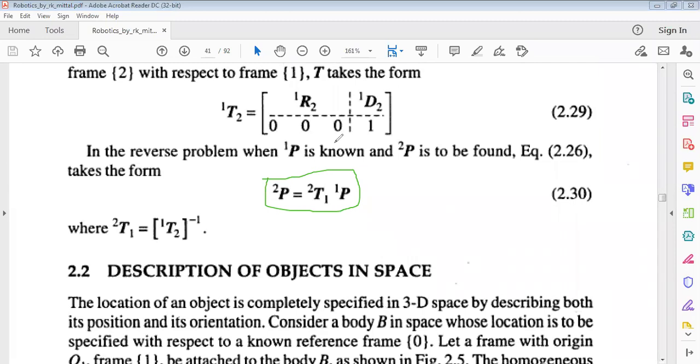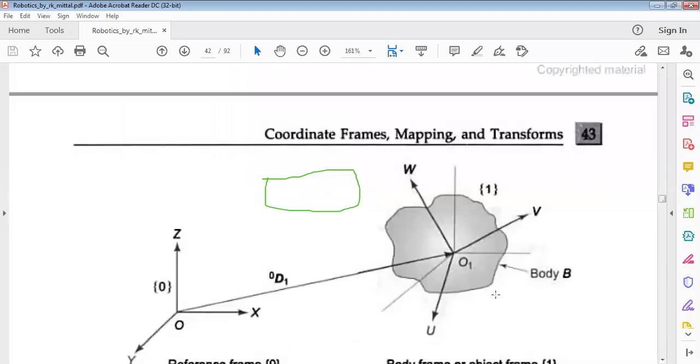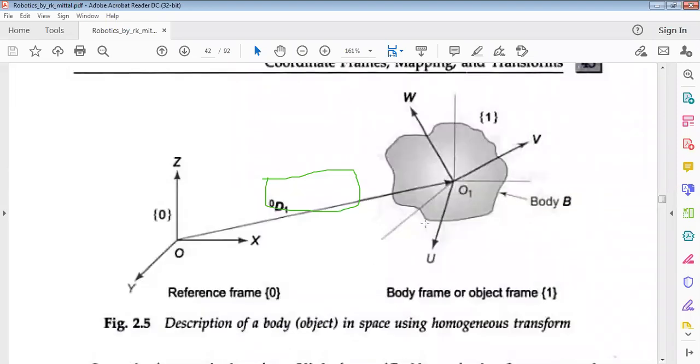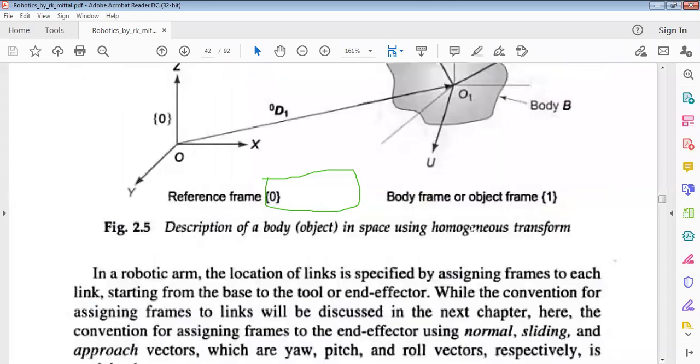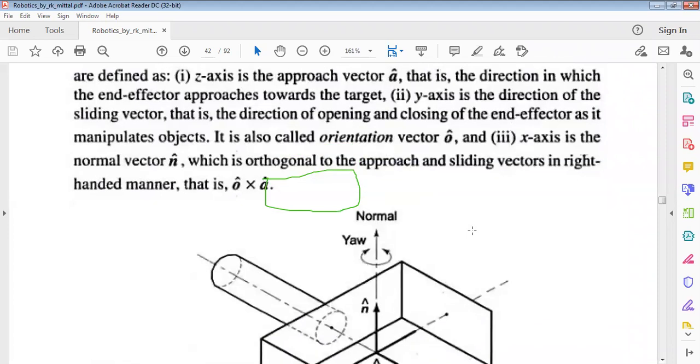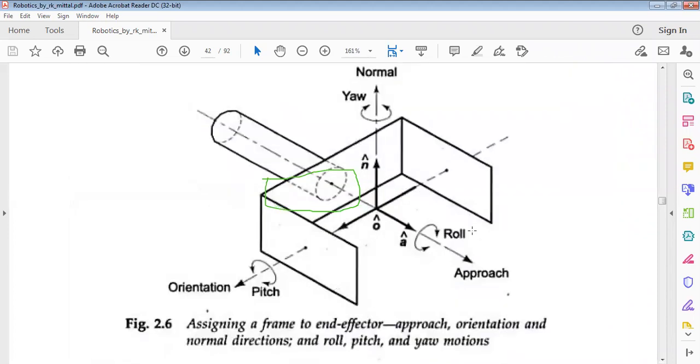Next, how to describe an object in space. I discussed here that we take one frame as the reference frame, which is the fixed frame, and the other frame which is attached to the body. Then only can we describe the body, its position and orientation. This I will discuss in the next class.